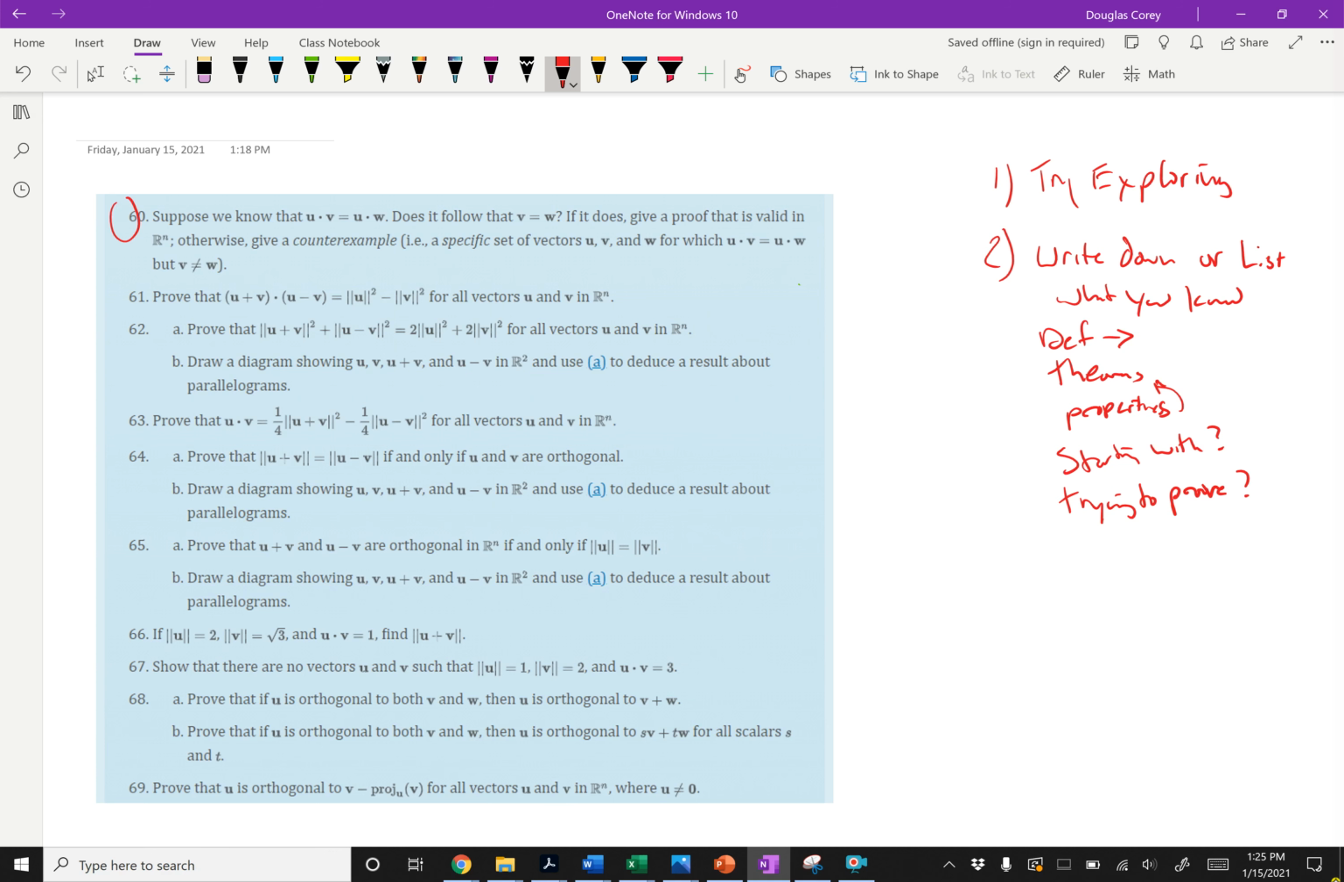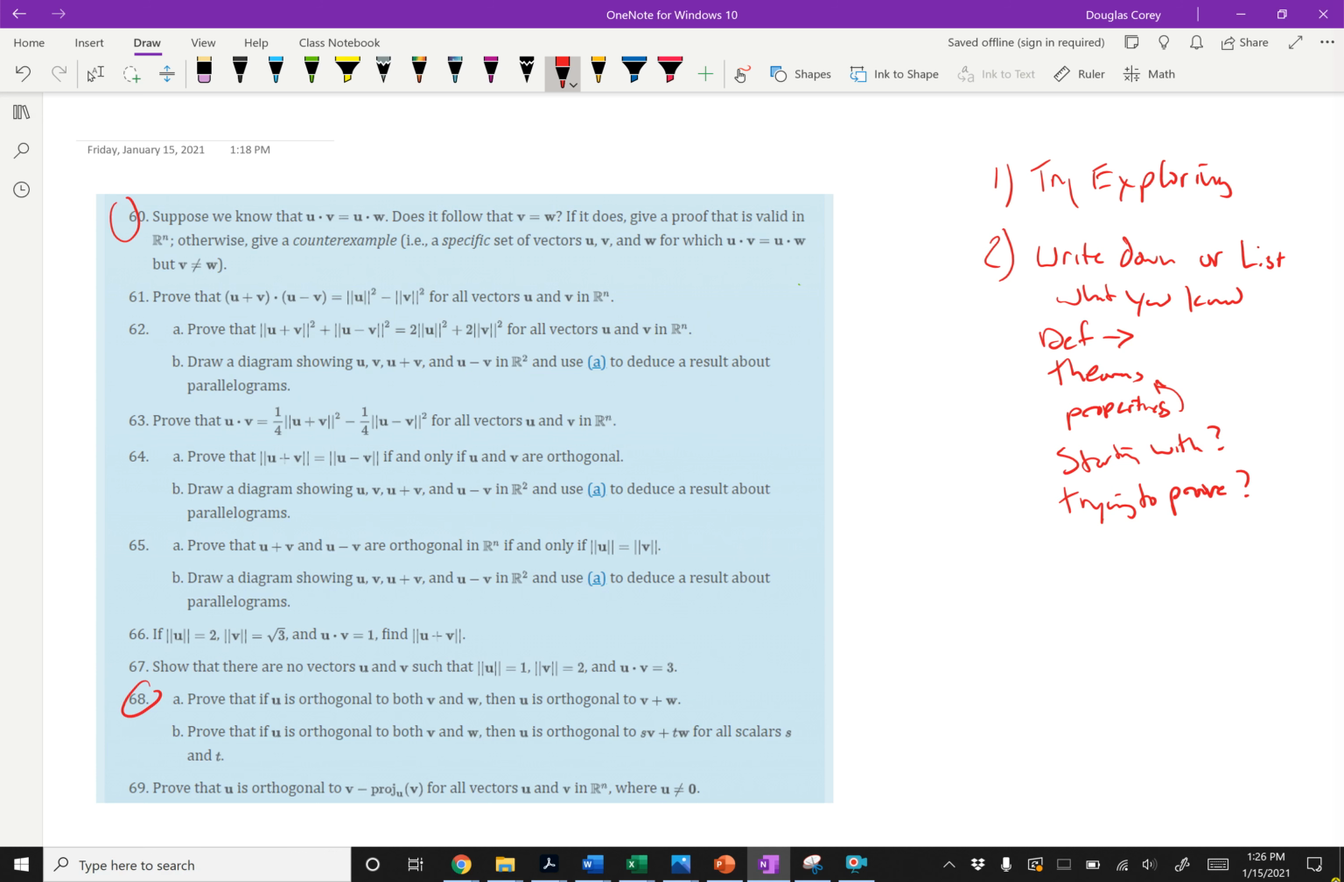So let's look at, which problem was that? I know I had an example here. 68. There we go. Prove that if u is orthogonal to both v and w, then u is orthogonal to v plus w. Okay, so u is orthogonal to v and w. What does it mean for u to be orthogonal to v? Well, intuitively, it means they're perpendicular, right? They intersect at 90 degrees. I could list that, so I know that. What else do I know about that?